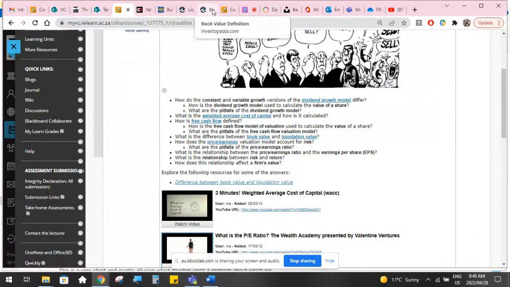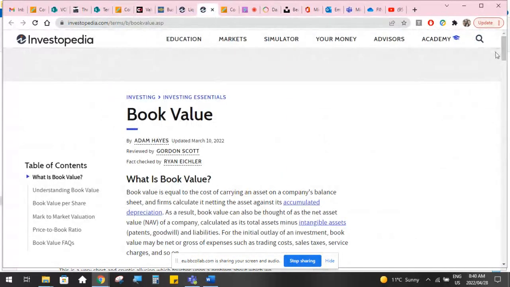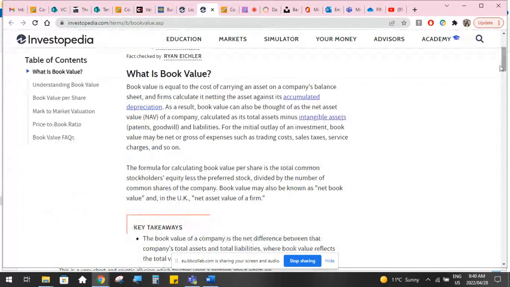So what is a book value definition? Let's go and have a look at that. When we talk about book value, that is equal to the cost of carrying an asset on a company's balance sheet. So for book value, you literally go to the company's books, which is your statement of financial position, your balance sheet, that lists the current carrying value of all of your assets, liabilities, etc.